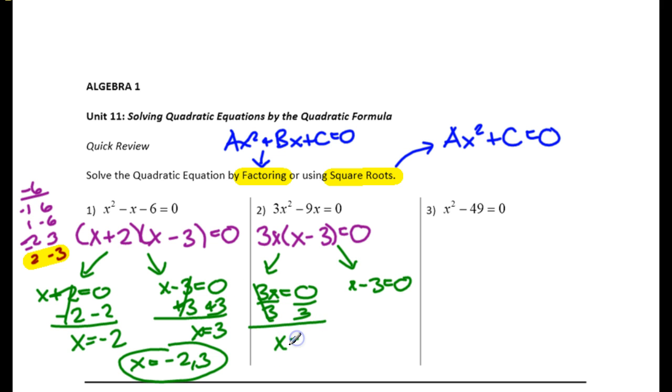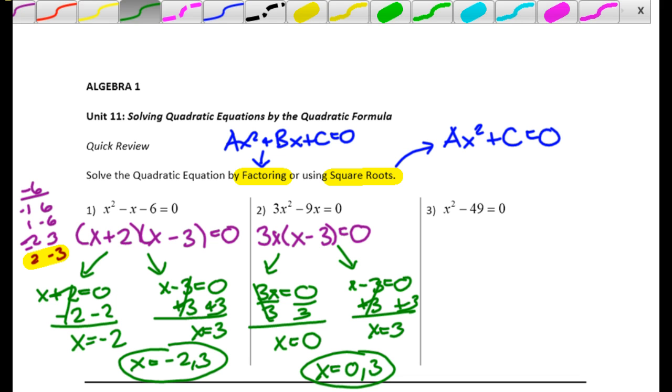Those cancel out, so now I have x equals 0 divided by 3. 0 divided by anything is 0. And then x minus 3 equals 0. Add 3 to both sides. x equals positive 3. So my final answer, the two solutions are x equals 0 and positive 3.